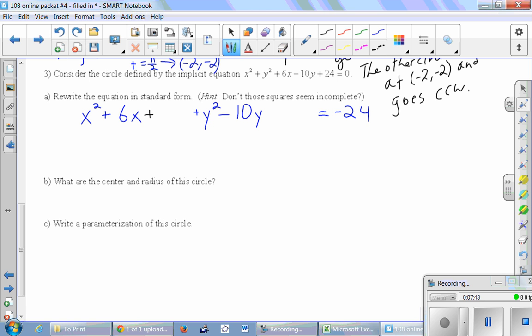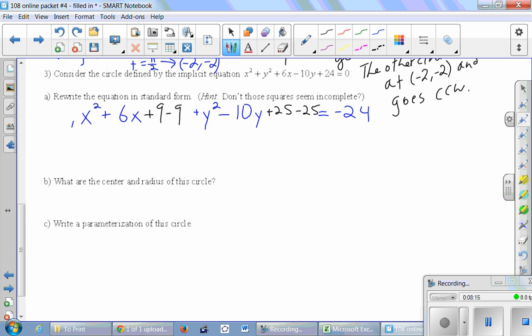I'm going to add the magic number, b over 2. 6 over 2 is 3. Square it, you get 9. Right away, subtract 9. Or if you're really efficient, just add 9 to both sides. b over 2 for this next one, negative 10 over 2 is negative 5. Square that is 25. And then right away, subtract 25. Notice you're always adding something, because when you square, it always becomes positive. So you always add, and then right away subtract.